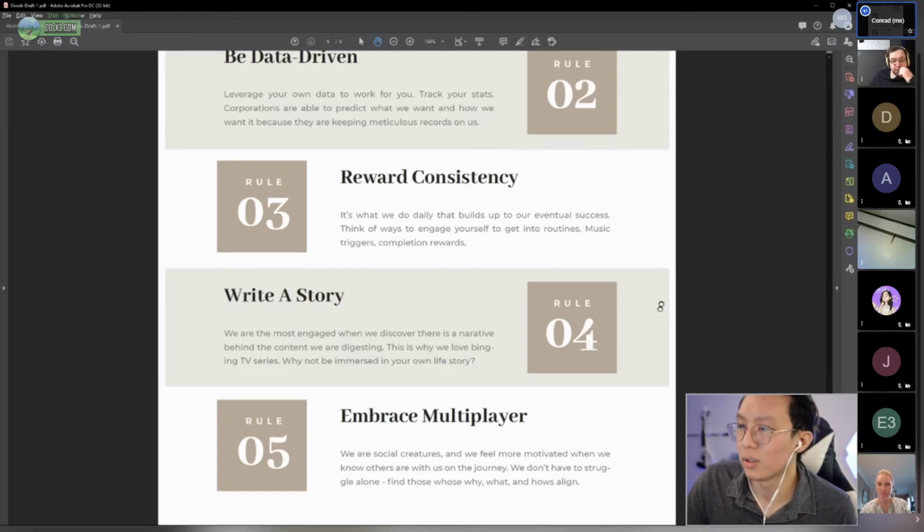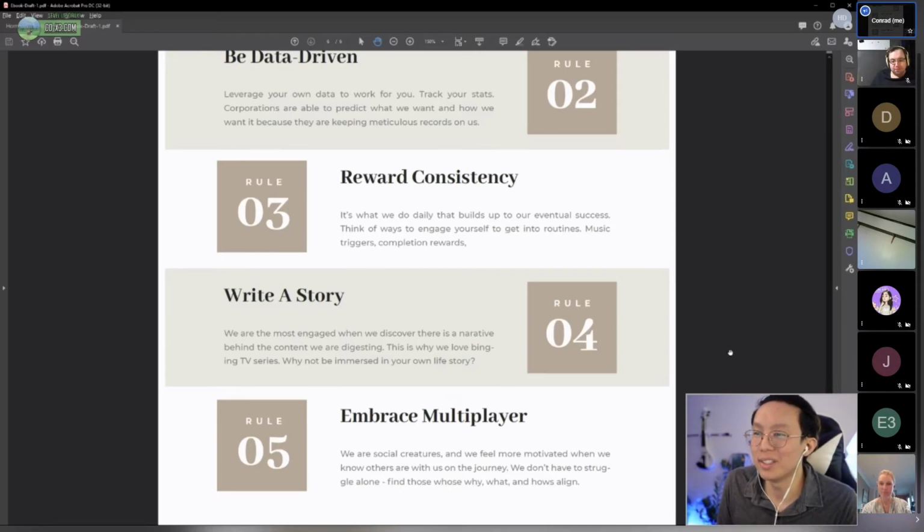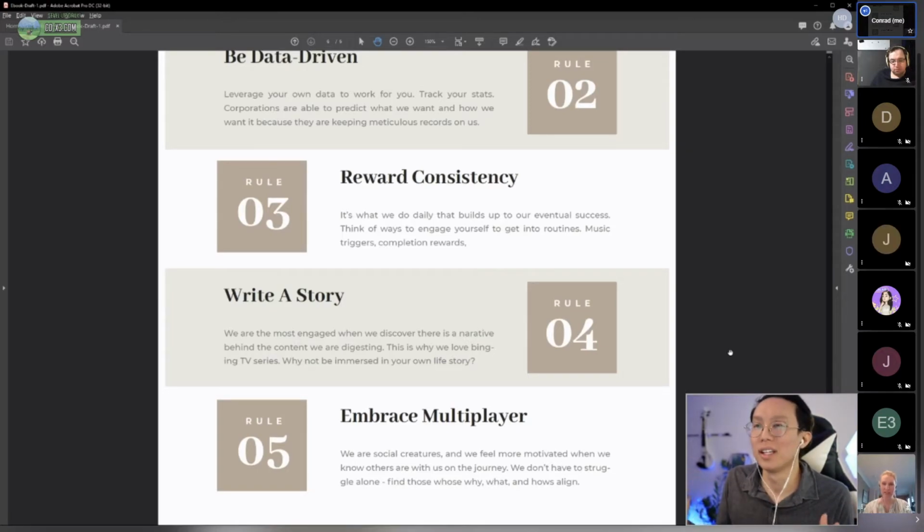Writing a story, essentially, the idea here is that we're the most engaged whenever we discover there's a narrative behind the content. And this is the reason why we love binge watching TV series, right? Why we love hearing about documentaries, why there's always a narrative around every single thing that we digest, all the content that we digest. And what I want to tell you, and this is very in line with everything I've shared so far, is your life is interesting.